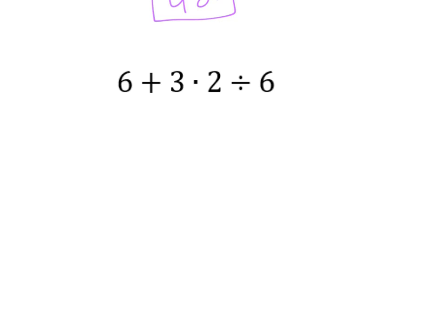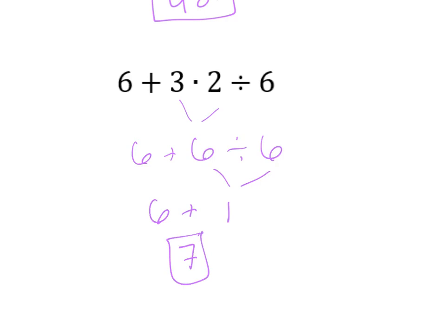So working through PEMDAS, no parentheses, no exponents. I'm going to multiply: 6 plus 3 times 2 becomes 6 divided by 6. 6 divided by 6 is 1 plus 6. 6 plus 1 is 7.